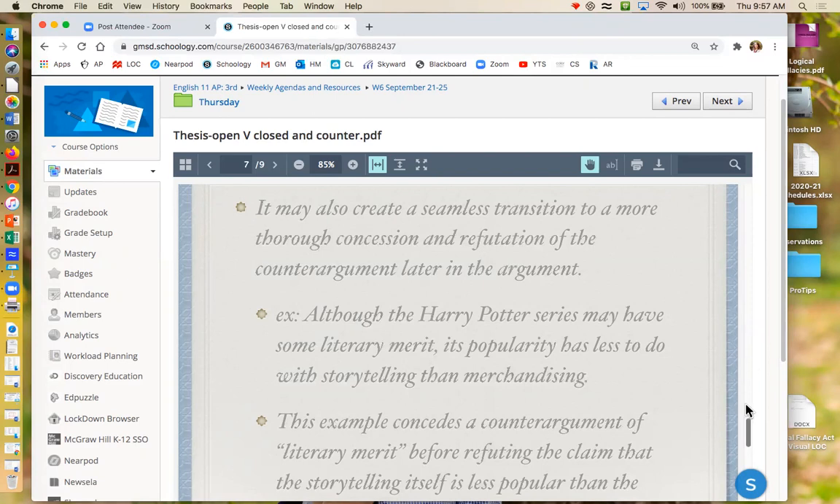Although Harry Potter series may have some literary merit, notice that's the subordinate clause here, its popularity has less to do with storytelling than merchandising. So the argument is going to be the independent clause, okay? And the subordinate clause is your counter argument.